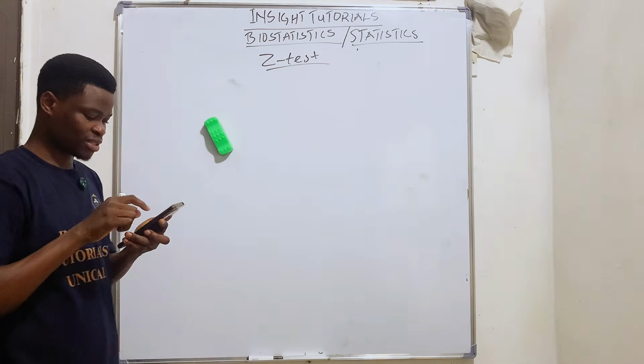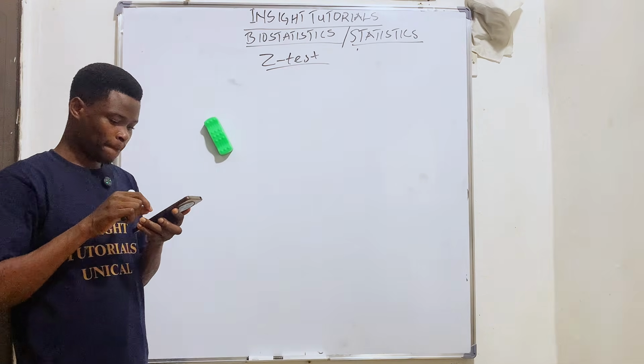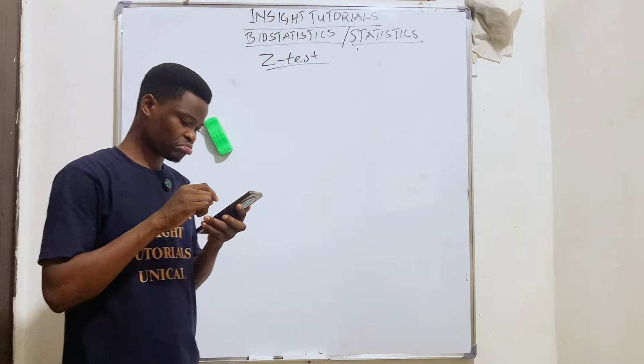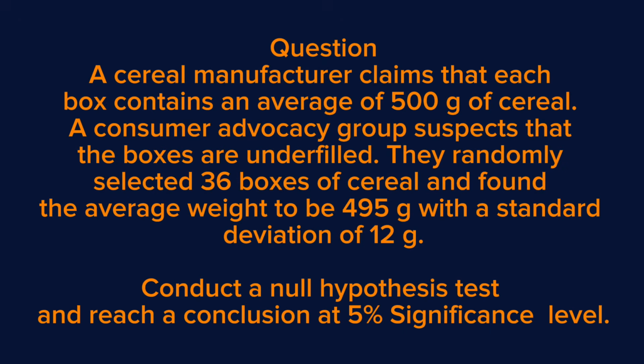And so there's a question here that says that a cereal manufacturer claims that each box contains an average of 500 grams of cereal. A consumer advocacy group suspects that the boxes are underfilled. They randomly selected 36 boxes of cereal and found the average weight to be 495 grams with a standard deviation of 12 grams. Carry out a null hypothesis test and reach a conclusion.